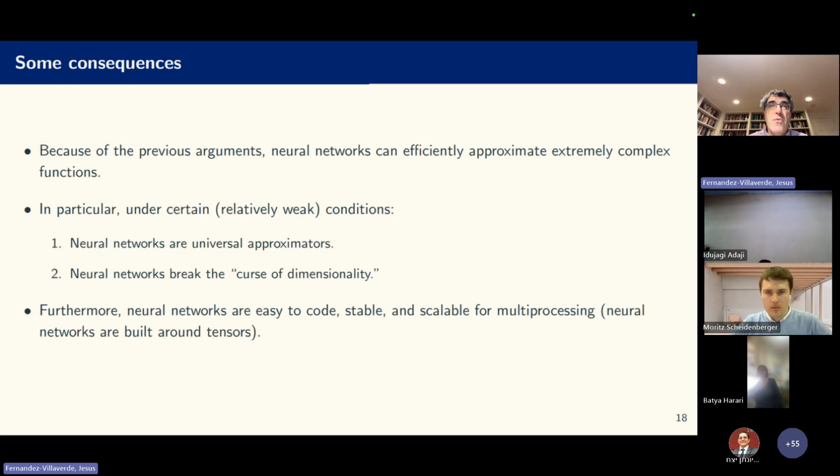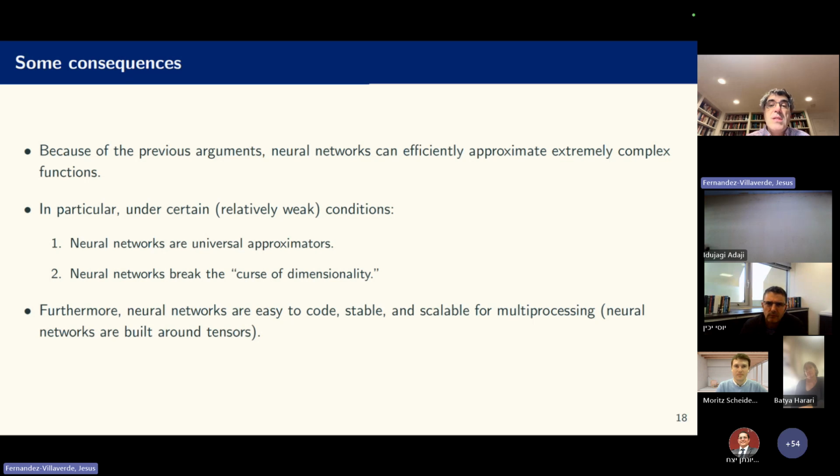It's 93 lines of code, and I emphasize the number 93, because if I try to solve the problem with any other method, the lines of code will be much more, at least 200, 300, 400. The code is very stable and very scalable for multiprocessing. And remember, we are basically building these neural networks around tensors, and that's why NVIDIA is the most valuable company on the planet, because NVIDIA produces the massive processors that are perfect for neural network processing.